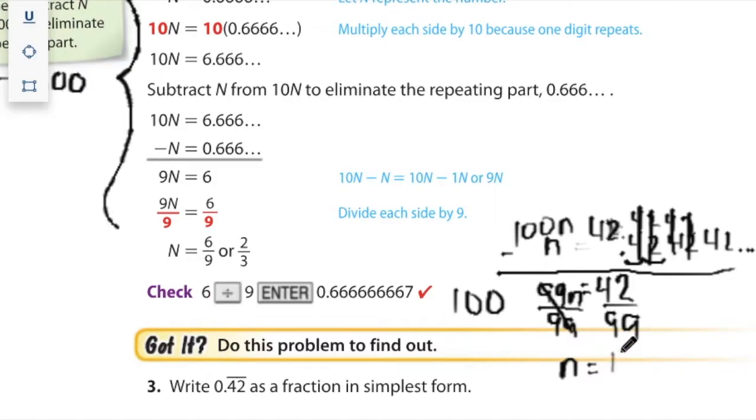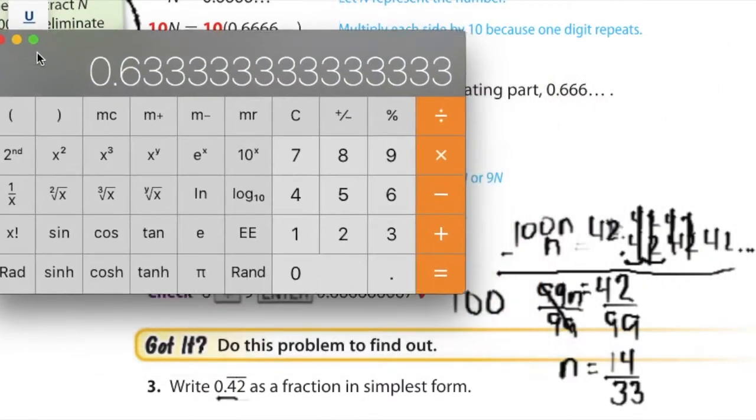42 99ths can be reduced. Both of those numbers are divisible by 3. 42 divided by 3 is 14, and 99 divided by 3 is 33.